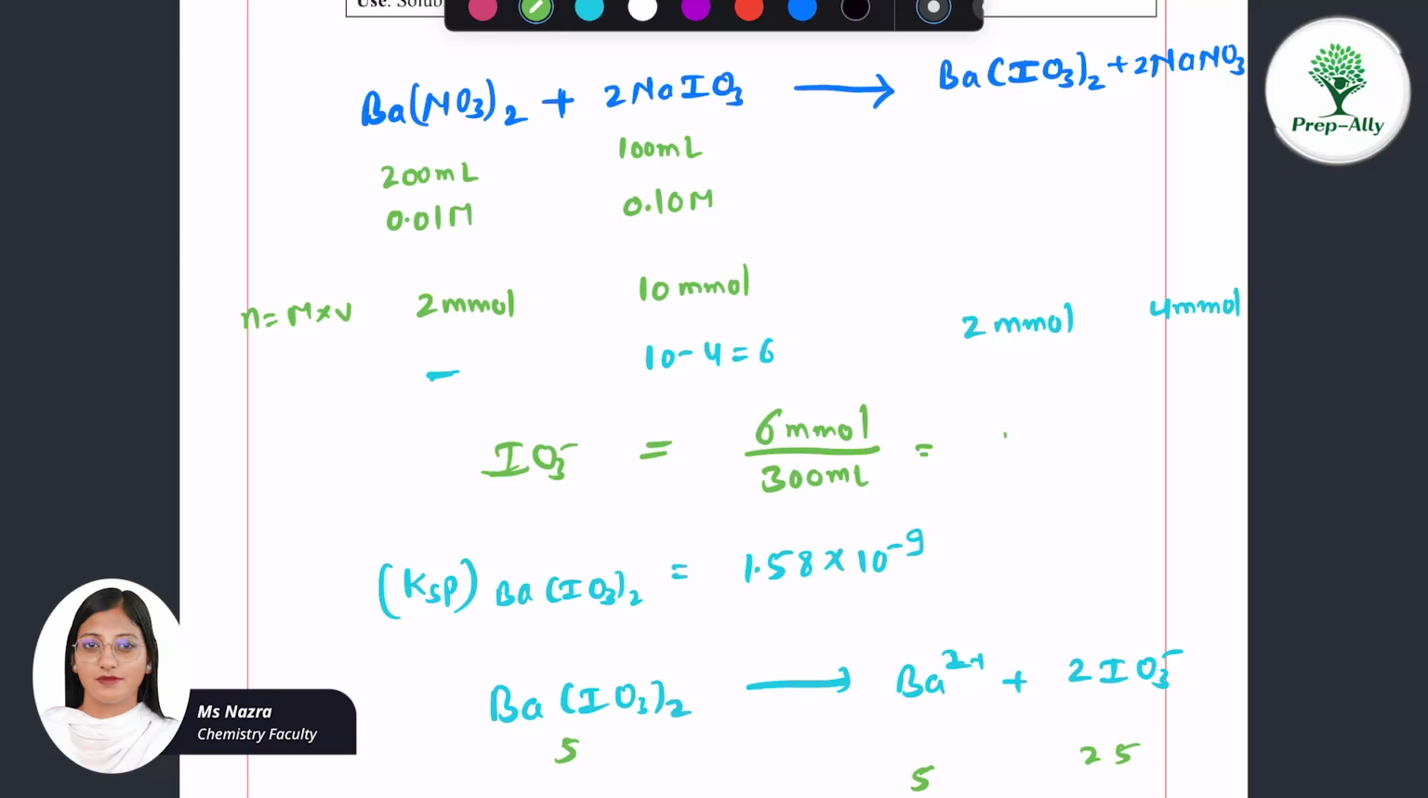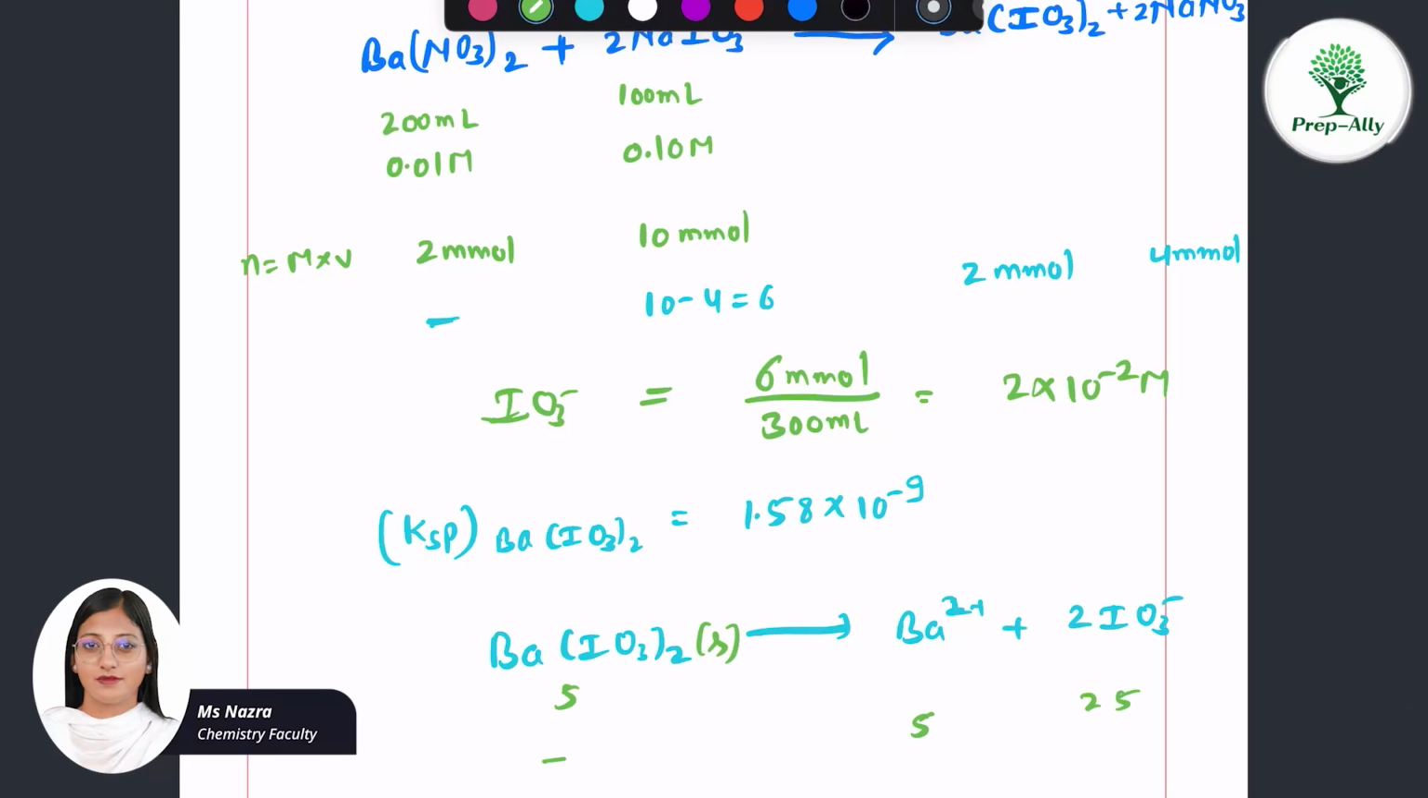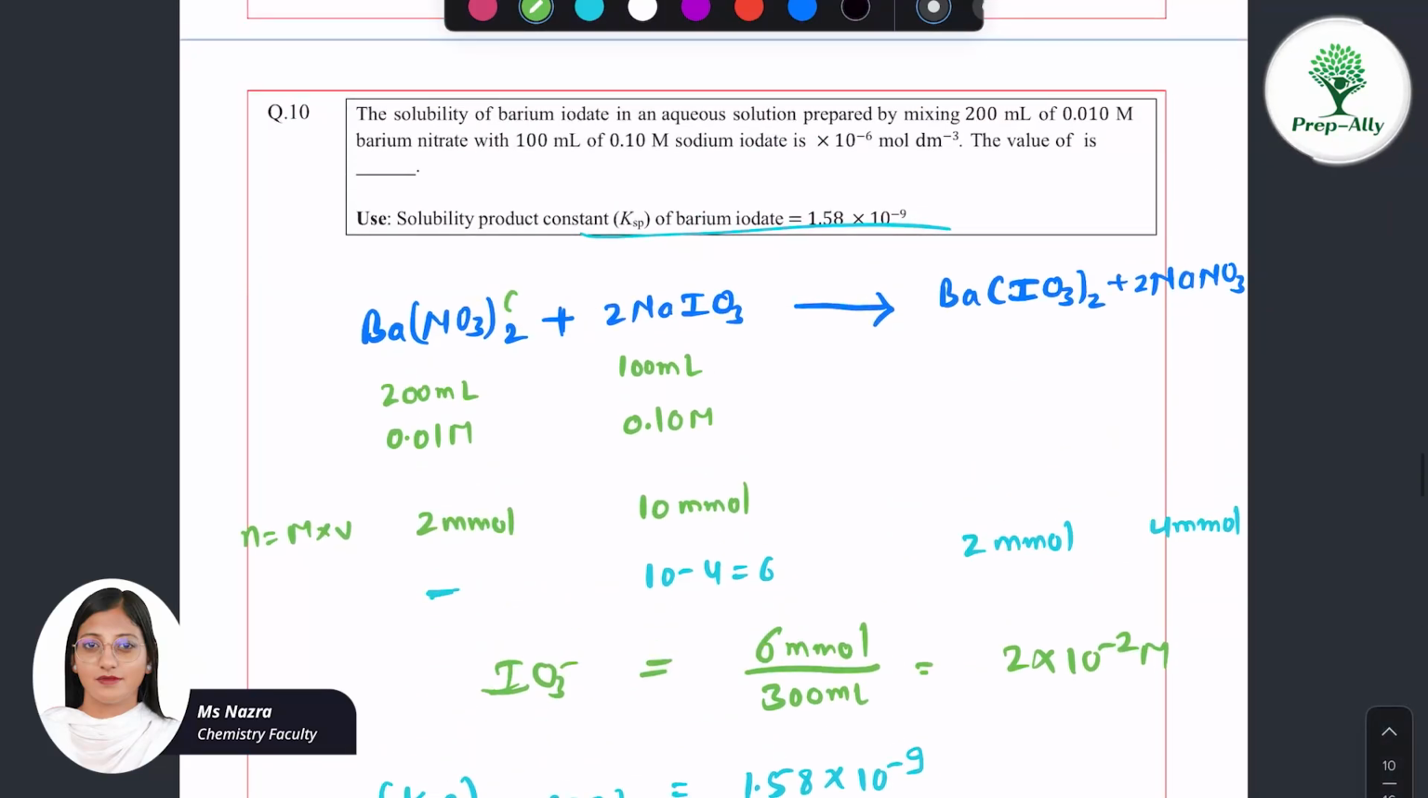So it will become 2 into 10 to the power minus 2 molar. Now barium iodide is a solid, first of all. Here you can write down it is solid, and the previous reaction we are doing in the aqueous. This is the aqueous, this one is also aqueous. When they combine together, they will form the solid barium iodide and the aqueous sodium nitrate.